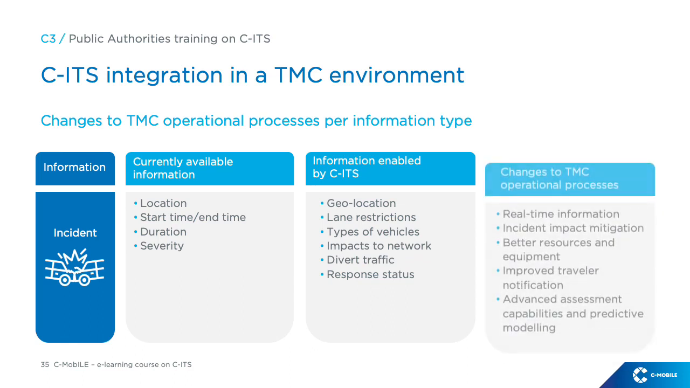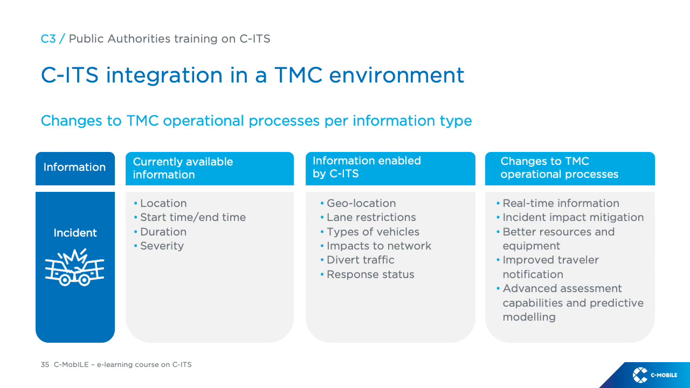The changes to the TMC operational processes involve real-time information on an incident and its clearance, better network management by enabling to mitigate impact of incidents and to minimize transport and traffic disruptions, enhanced response capabilities by using the appropriate resource and equipment, improved traveller notification, including for nearby arterials, advanced assessment of the causes of an incident, and of the measures to be adopted to improve transport efficiency and safety, and improved predictive modelling capabilities.